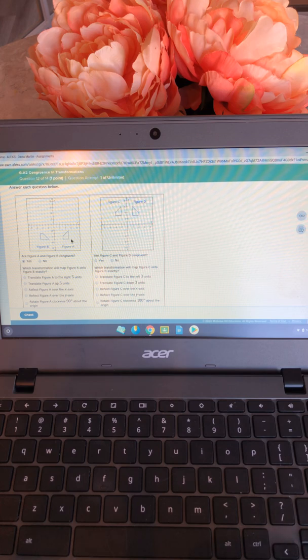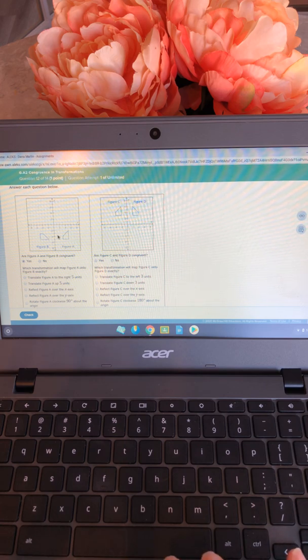No. Translate figure A up 5. No. Reflect A over the x-axis. No, because you end up here. Reflect it over the y-axis. No, because if I do, this point has to be pointing up, and it's not. It's pointing to the side.